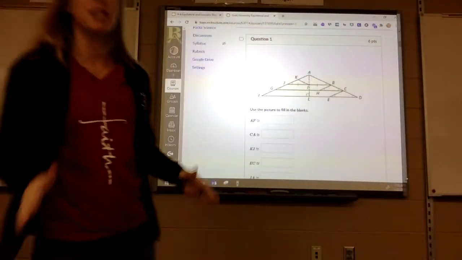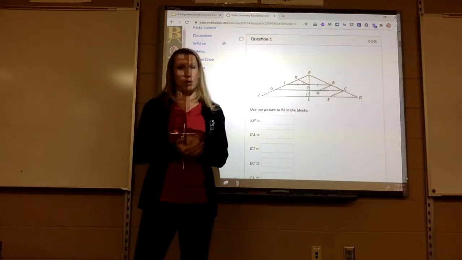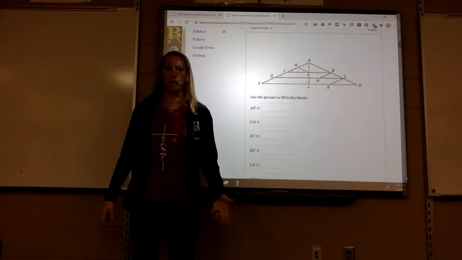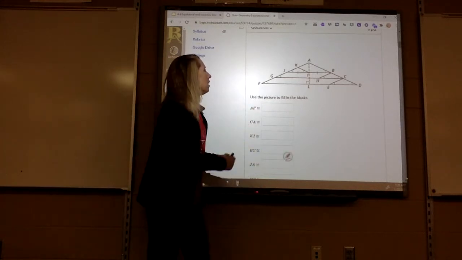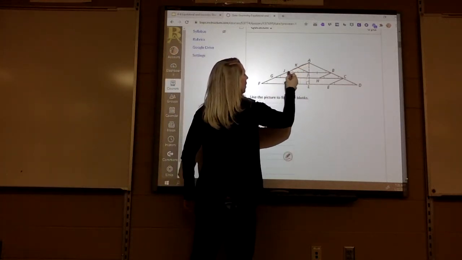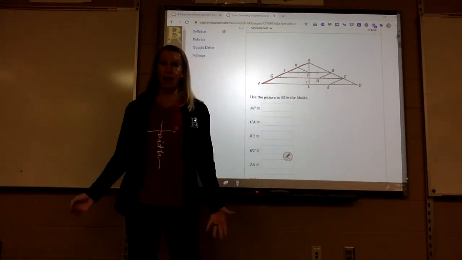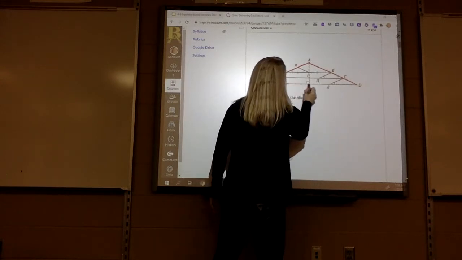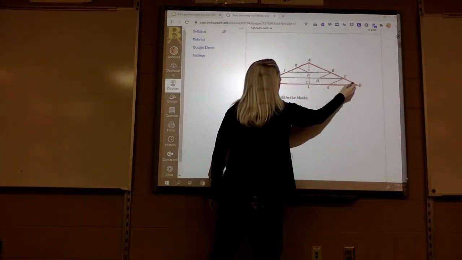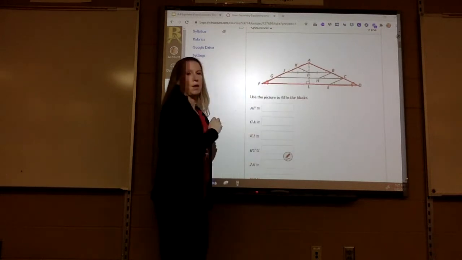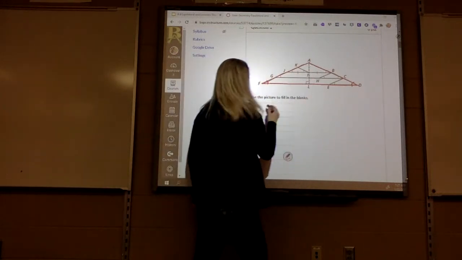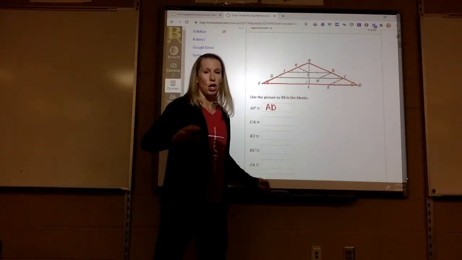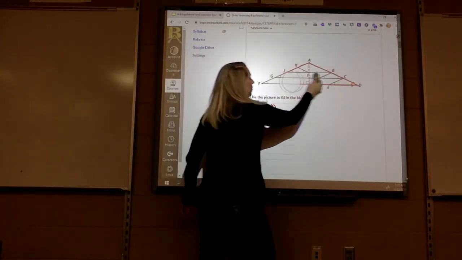Okay, so let's do number one together. So you're going to look for each individual triangle. That's what you're looking for, is each individual triangle. So it says, use the picture to fill in the blanks. So first I'm going to look at AF. AF is this side right here. So the triangle that goes with it is the great big triangle. Notice the base angles are equal, so AF would have to equal AD, the other side. So you're looking for the triangle every time.